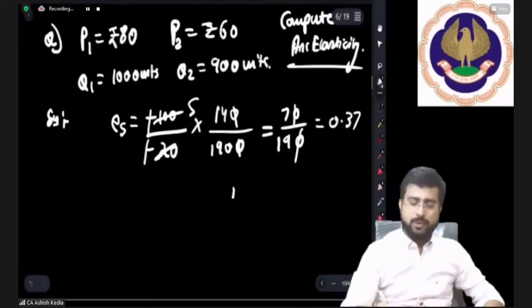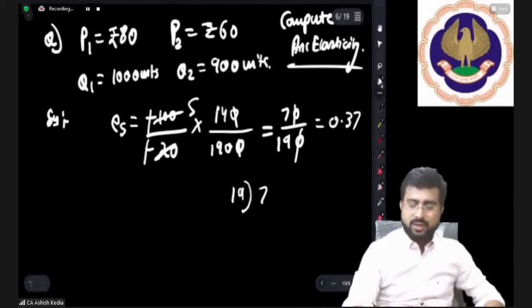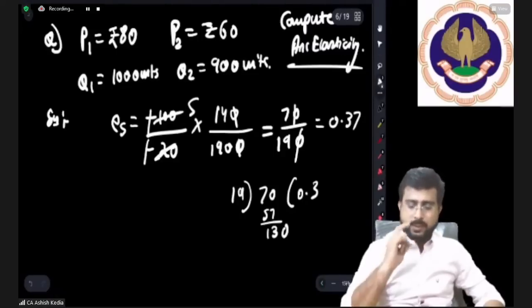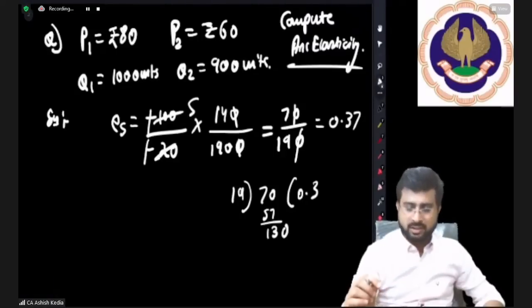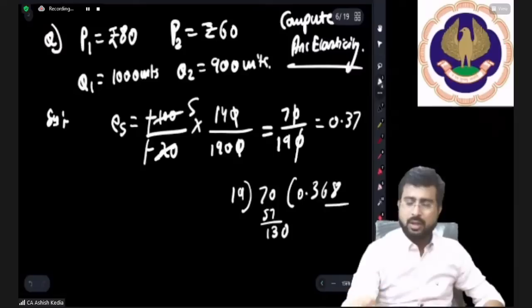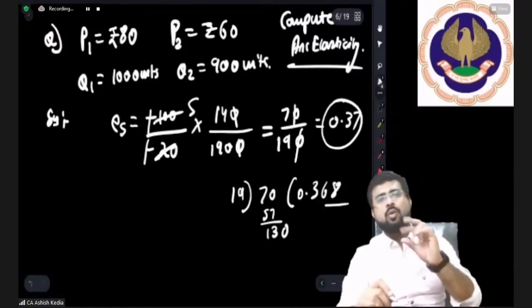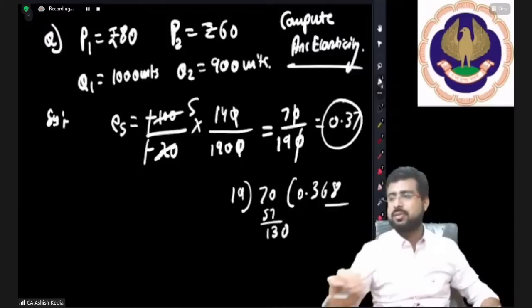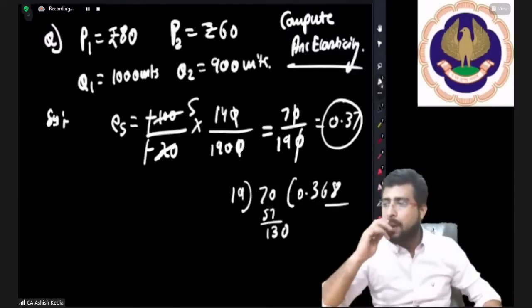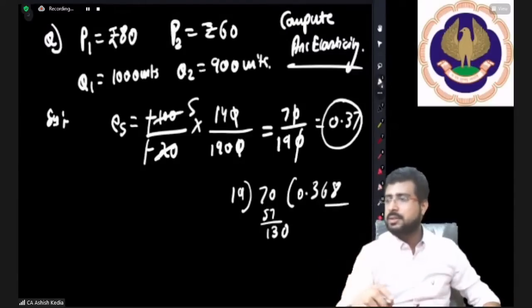I'll show you. 19 into 7, you put a point, becomes 0, these are 57, so 13, you put a 0, then 19 5s are 95, and you go beyond it, so something like 0.368 will come. That's why 0.37, rounding off to two decimal places.